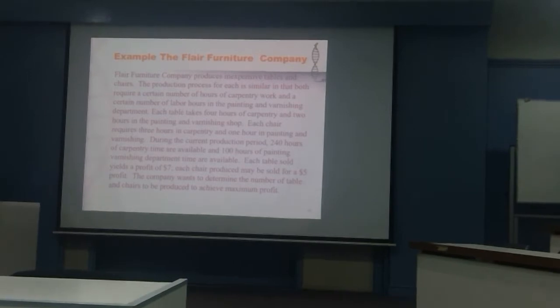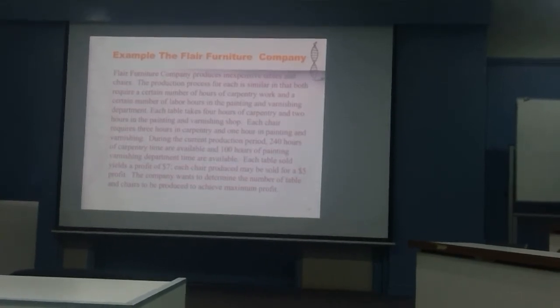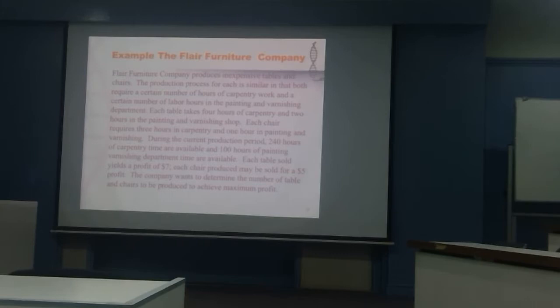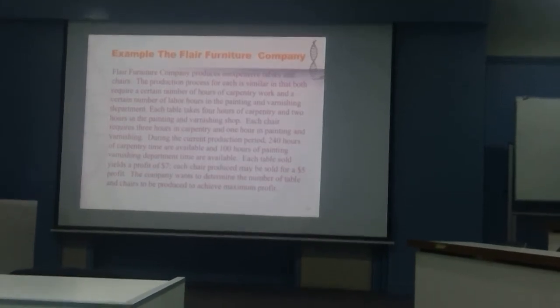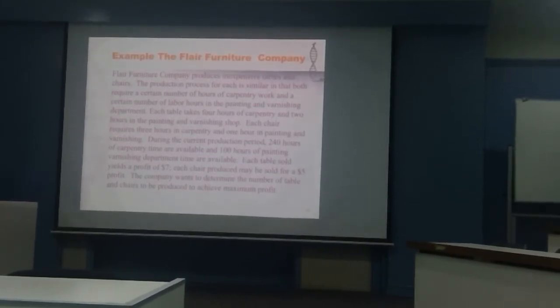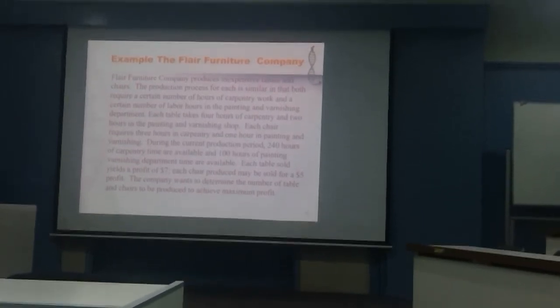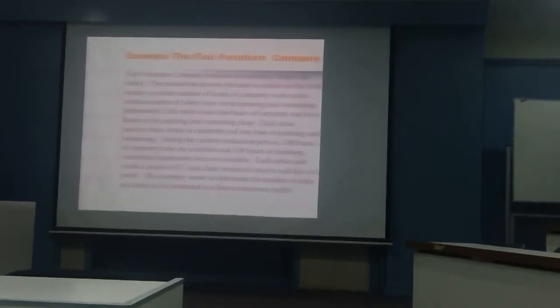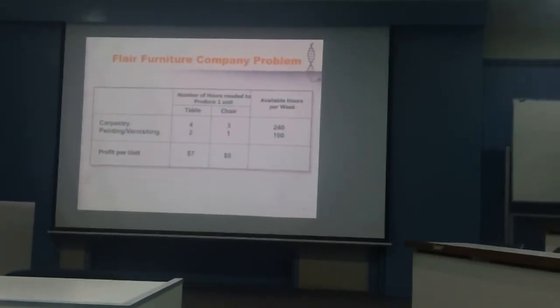Each table sold generates a profit of $7 per unit, and each chair generates a profit of $5 per unit. The company wants to determine the number of tables and chairs to produce in order to achieve the maximum profit. Okay, and this is the detail for the numbers in this example.